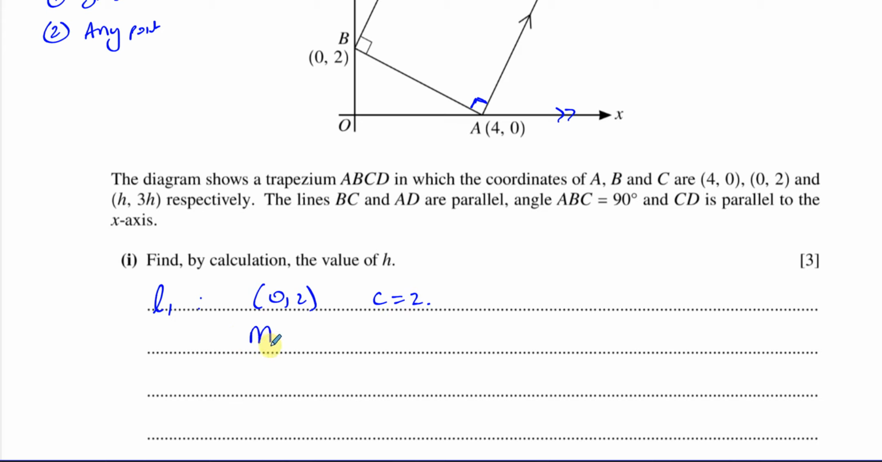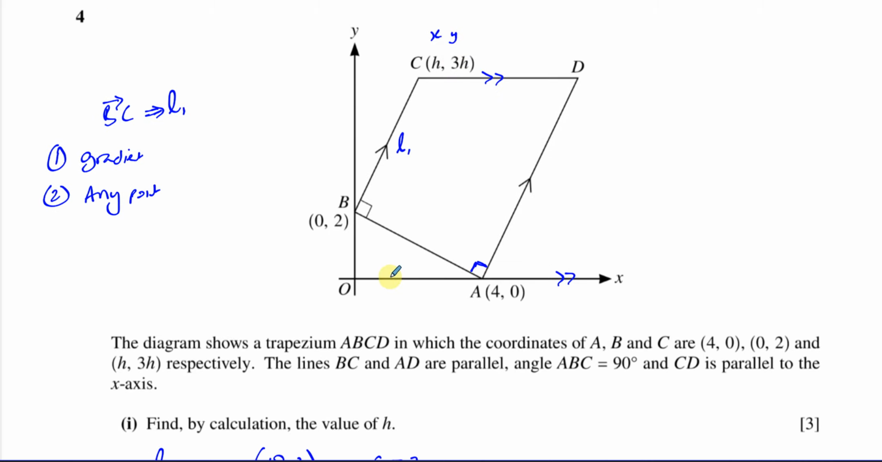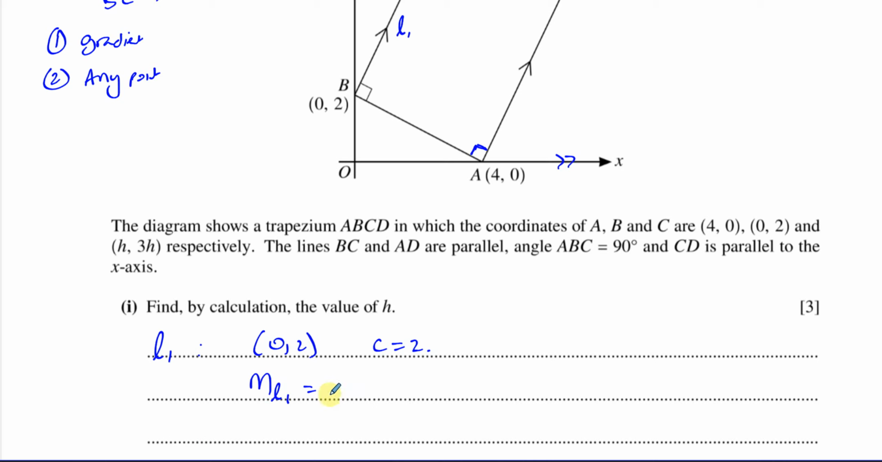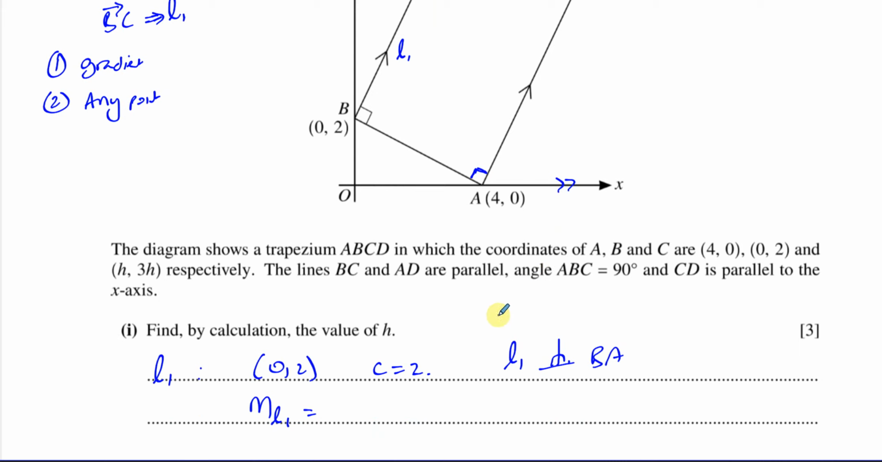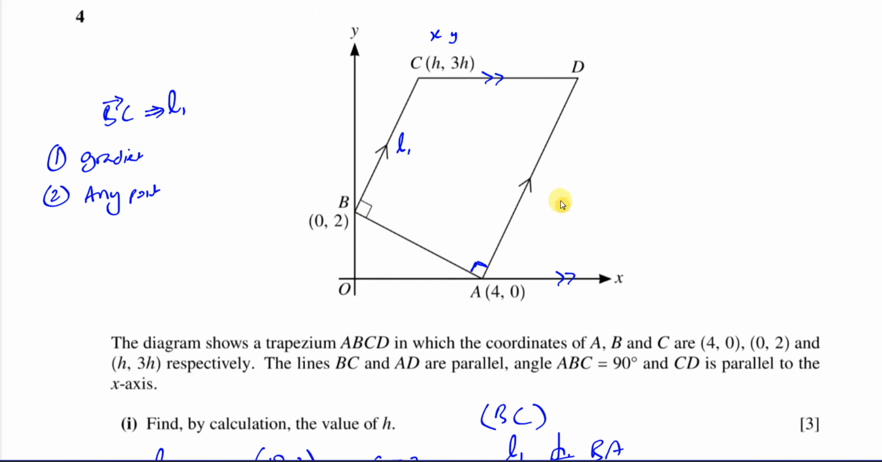Now, the other thing we need is the gradient of line 1, which is the gradient between B and C. Well, we don't have that gradient. However, we know that line 1, BC, is perpendicular to BA. So if I can find the gradient of the line BA, I will be able to work out the gradient of BC, because if you know the gradient of a line, the line perpendicular to it has the negative reciprocal gradient.